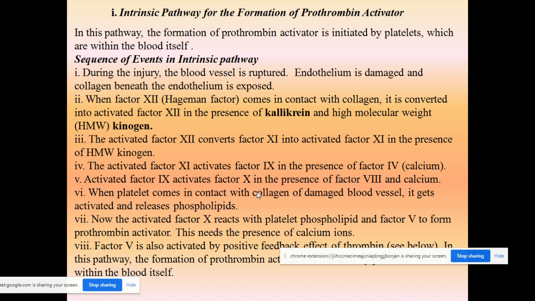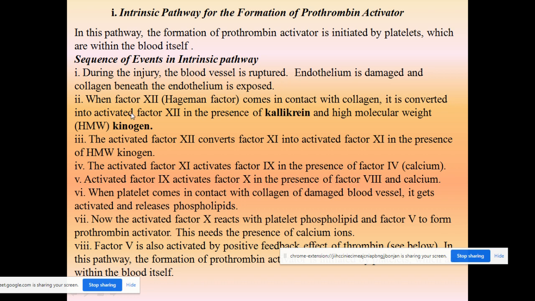There is an injury in the tissue, so the blood vessel gets ruptured, the endothelium is damaged, and the collagen which is present beneath the endothelium gets exposed. Next, when the endothelium gets exposed, what happens? This exposure will invite many factors. One of the factors is factor 12, called Hageman factor. This comes in contact with the collagen.